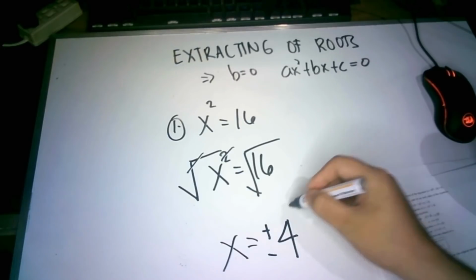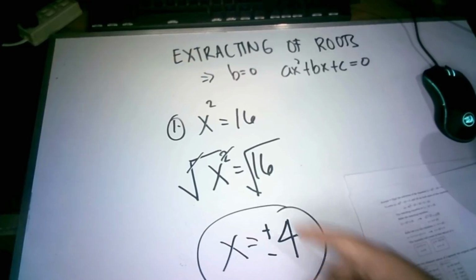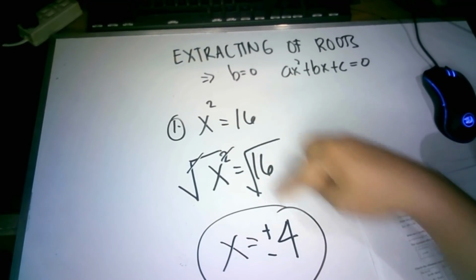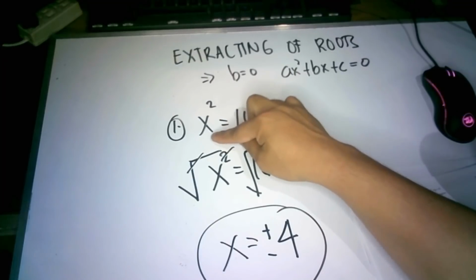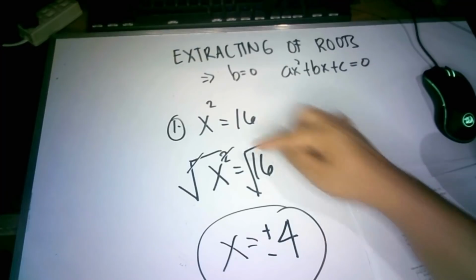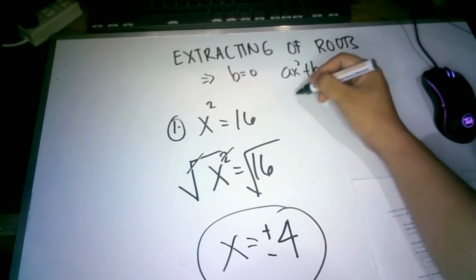Now, paano natin malaman na tama ang sagot natin? All you have to do is to check it on the original equation. Dapat when you substitute this value here, dapat mag-equal to 16 siya. Para malaman natin na tama yung value na nakuha natin, which is positive and negative 4. First, let us try to check.